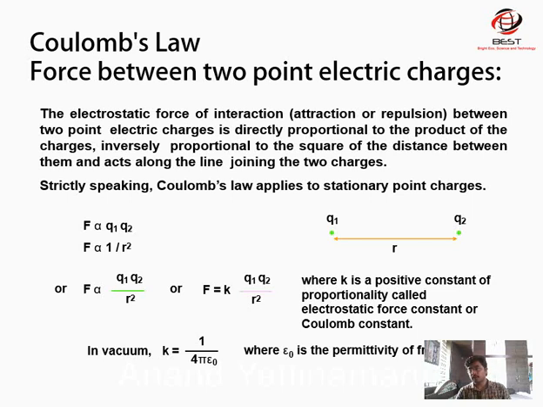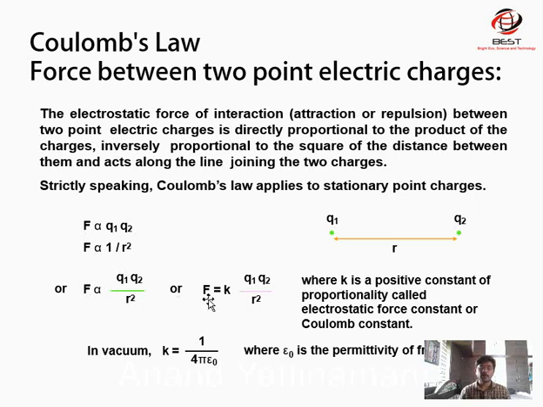According to Coulomb's law, if I consider the two charges here on the screen, there are two charges q1 and q2 which are separated by a distance r. Then the force of attraction or repulsion between these two is directly proportional to the product of these two charges and inversely proportional to r square, that is the square of the distance between them. So we get F is proportional to q1 q2, F is proportional to 1 by r square, where we get F is proportional to q1 q2 divided by r square.